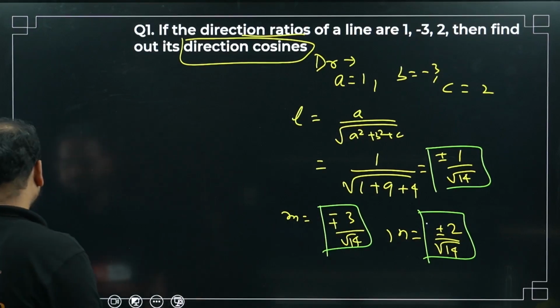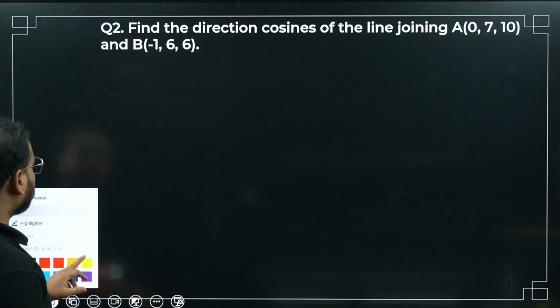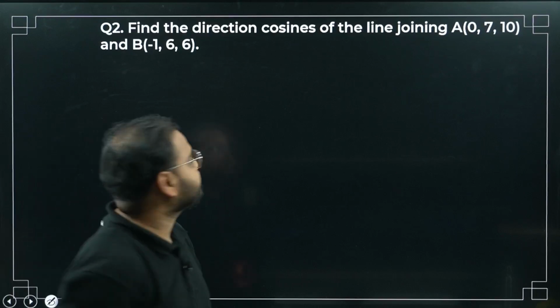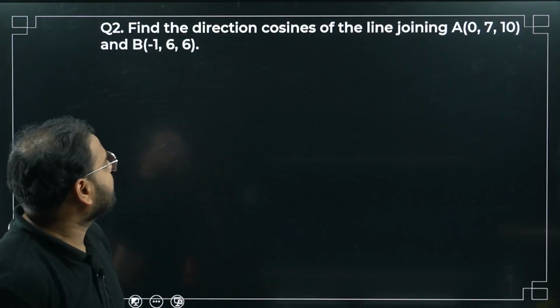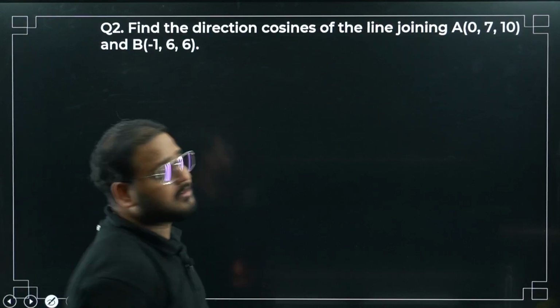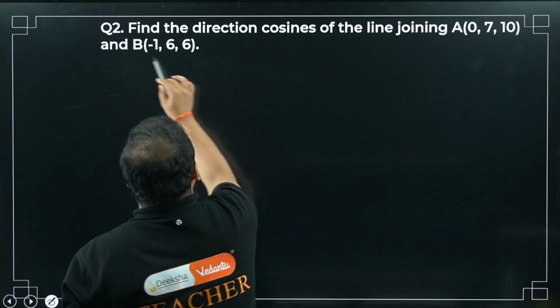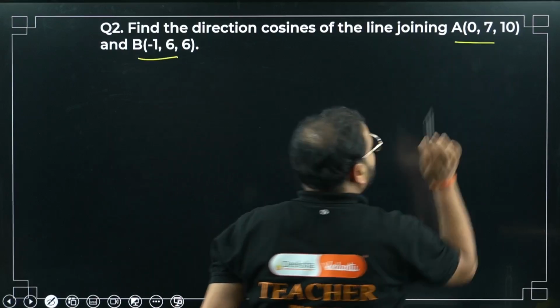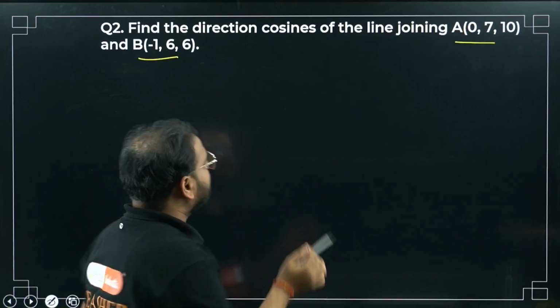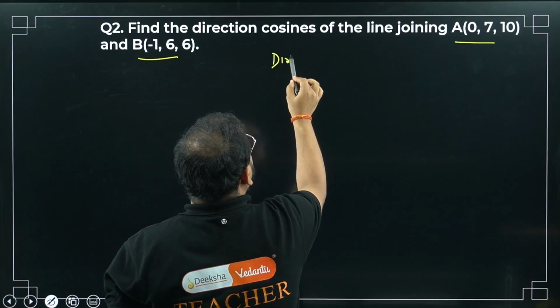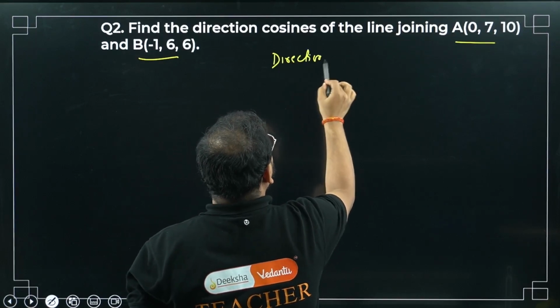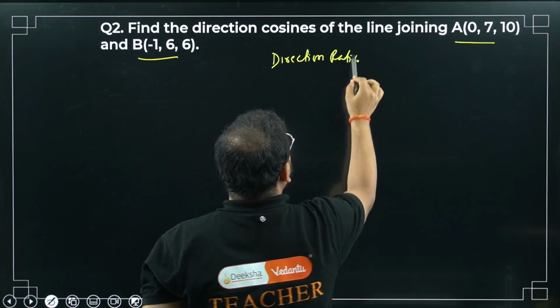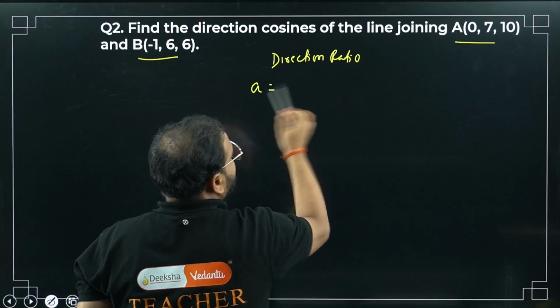Simple enough. Moving on to question number 2. Find the direction cosines of the line joining the two points. With the 2 points known, we can find the direction ratios easily, right? How do we find direction ratios? Remember this, a is given simply as x2 minus x1.